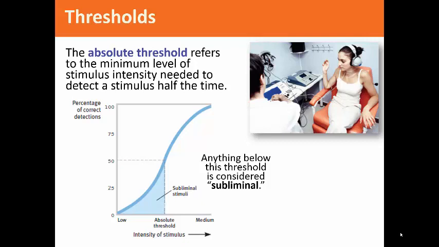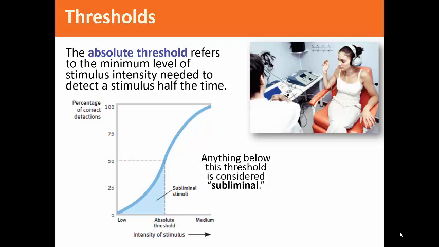The absolute threshold refers to the minimum level of stimulus intensity needed to detect a stimulus half of the time. So basically, for us to be able to detect something, especially a sound stimulus, it has to cross a certain threshold. It has to be a certain number of decibels for us to hear it. And anything below this threshold is considered subliminal.